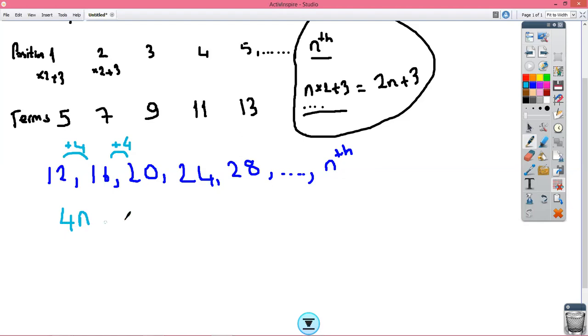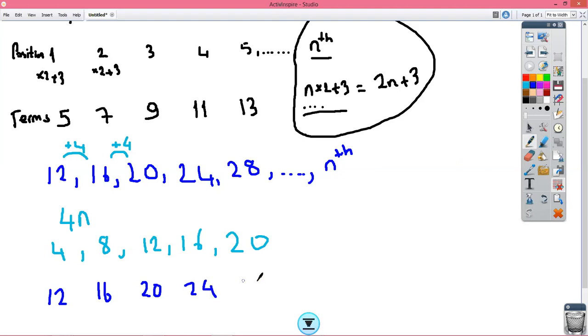If I write the sequence for 4n here: the first one will be 4, the second one will be 8, the third one will be 12, the fourth one will be 16, then 20. But I have 12, I have 16, I have 20 here. Do you see? I have 24 here and I have 28 here.